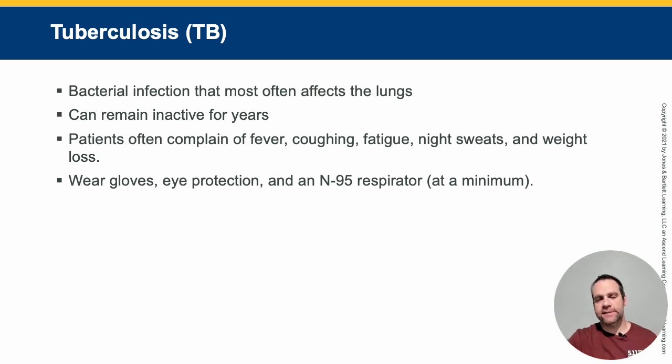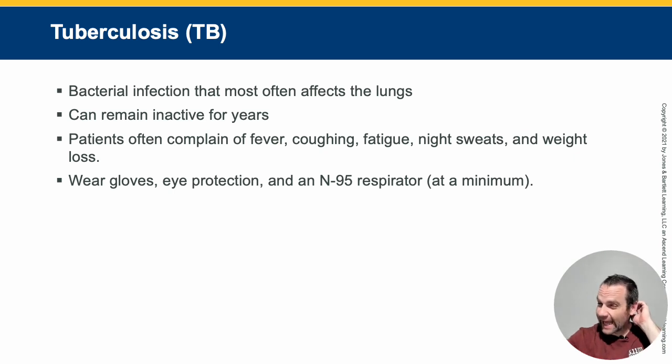Tuberculosis, TB. This is a bacterial infection that most commonly impacts the lungs, though it can spread to other parts of the body like the kidneys, the spine, or the brain. TB spreads through the air when an infected person coughs, and some strains are resistant to antibiotics, which makes it particularly difficult to treat.